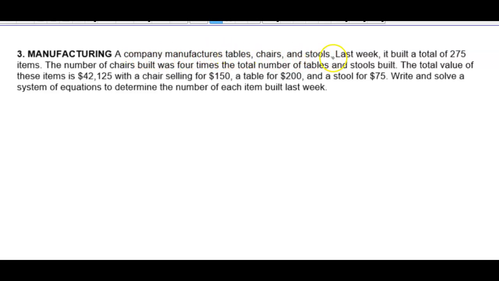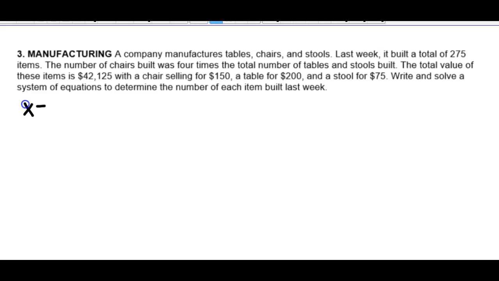Good grief. Okay. And then I have a word problem. Manufacturing: tables, chairs, and stools. Last week it built 275 items. The number of chairs built was 4 times the total number of tables and stools. The total value of items was $42,125, with a chair selling for 150, table for 200, stool for 75. Write and solve a system of equations to determine the number of each item built.